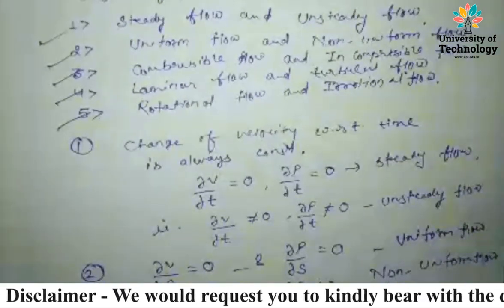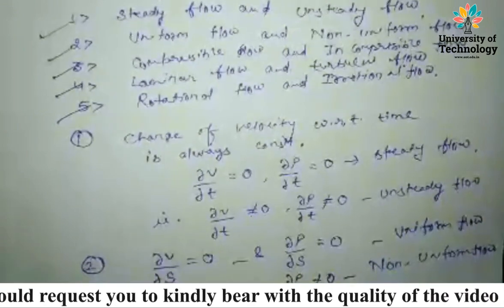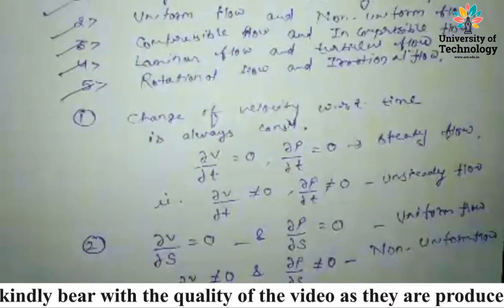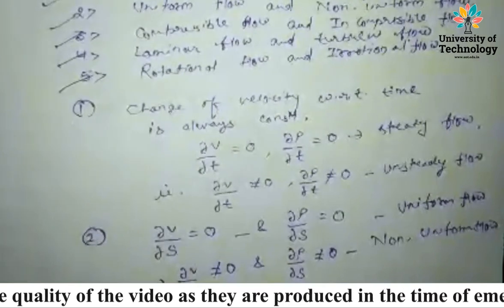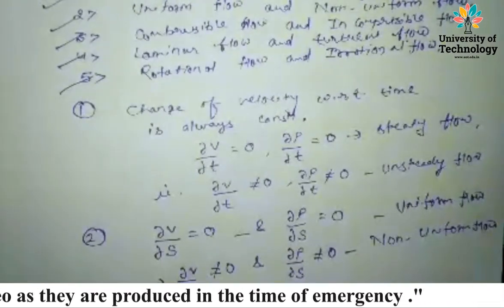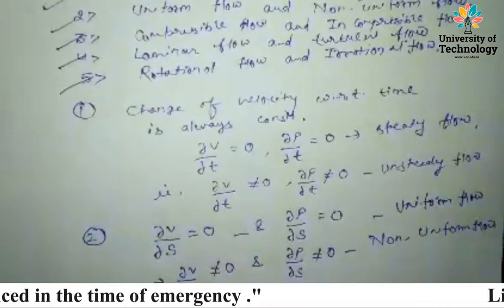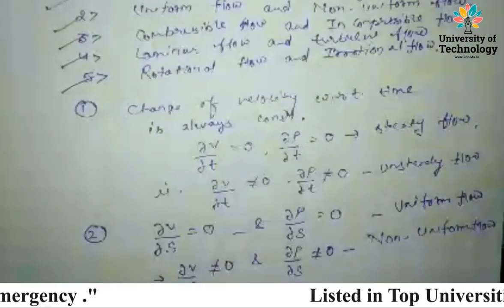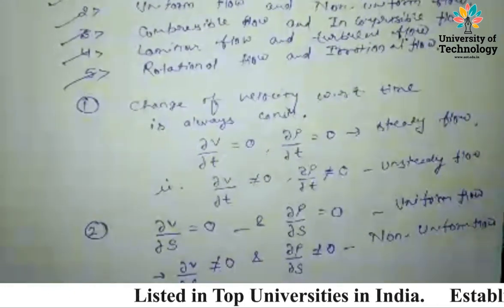The second is uniform flow. Uniform flow says that if the change of velocity with respect to displacement is equal to constant or equal to 0, and del rho upon del S is also constant, that is uniform flow.